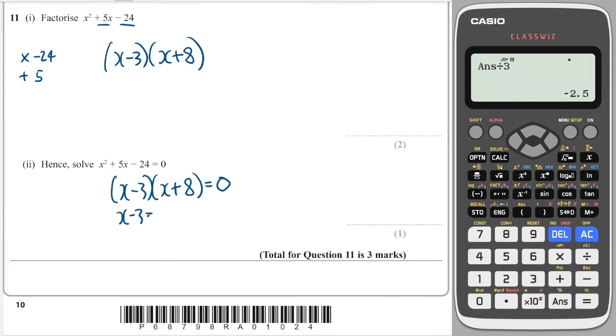So either x minus 3 equals 0 or x plus 8 equals 0. And if that's the case, x equals 3, or in this case, x equals minus 8.